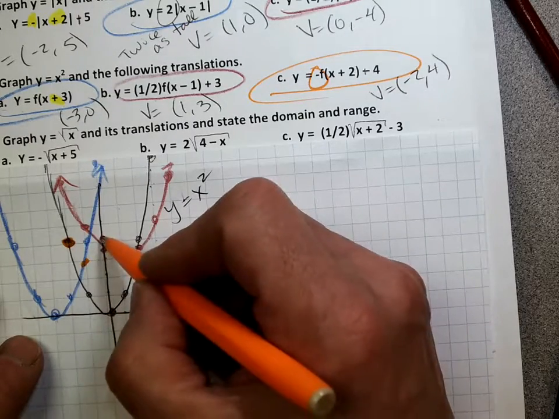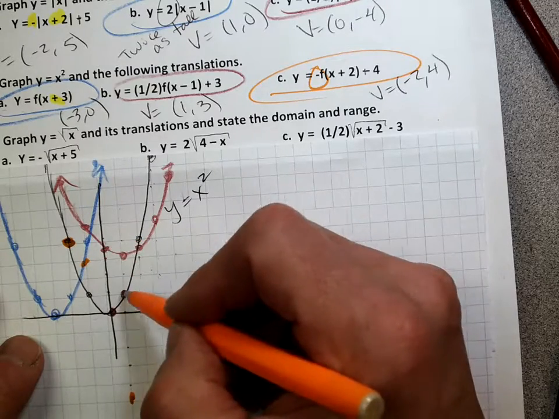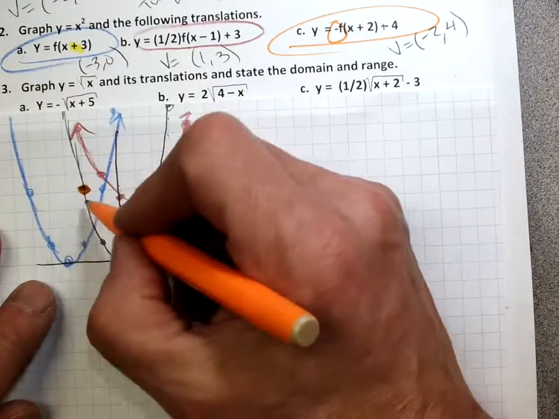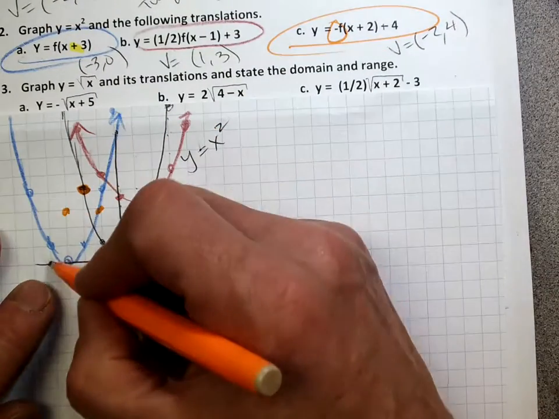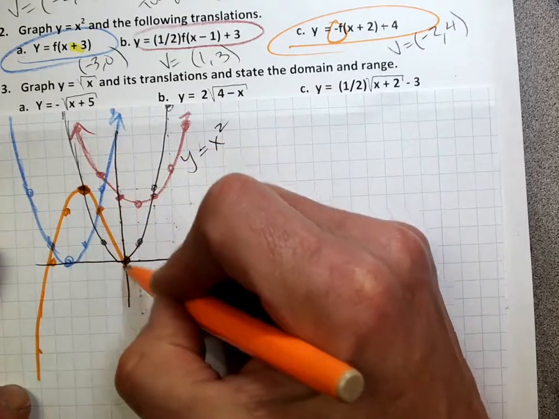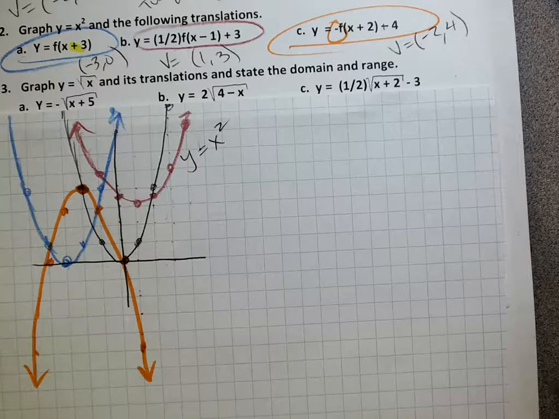Did I go too far on that one? Double check. 2, 3, 1, 2, 3, 4, 5, 6, 7, 8. No, I'm good. And then of course I'll have its reflection there and there. I like color. Look at that. Okay. How's that?